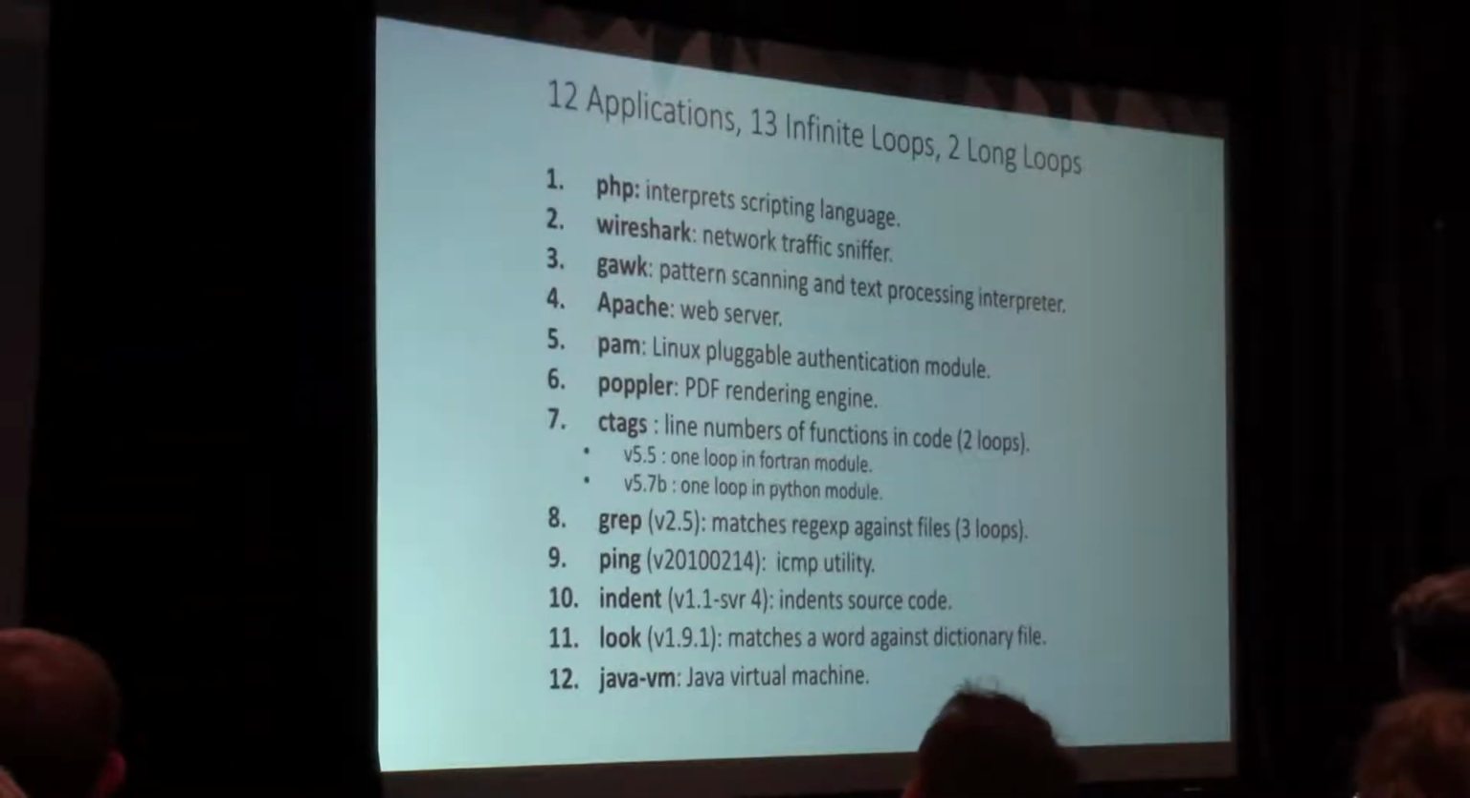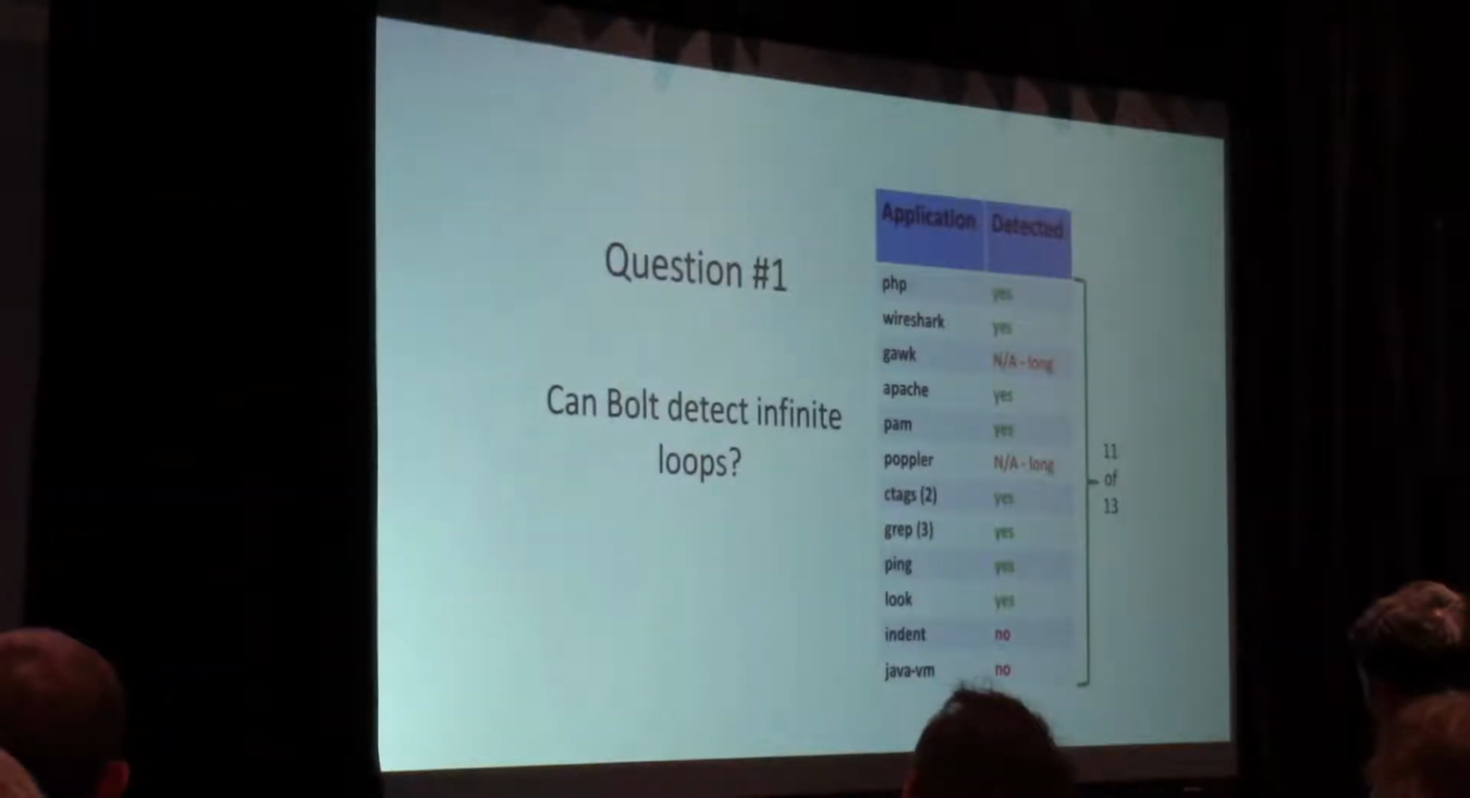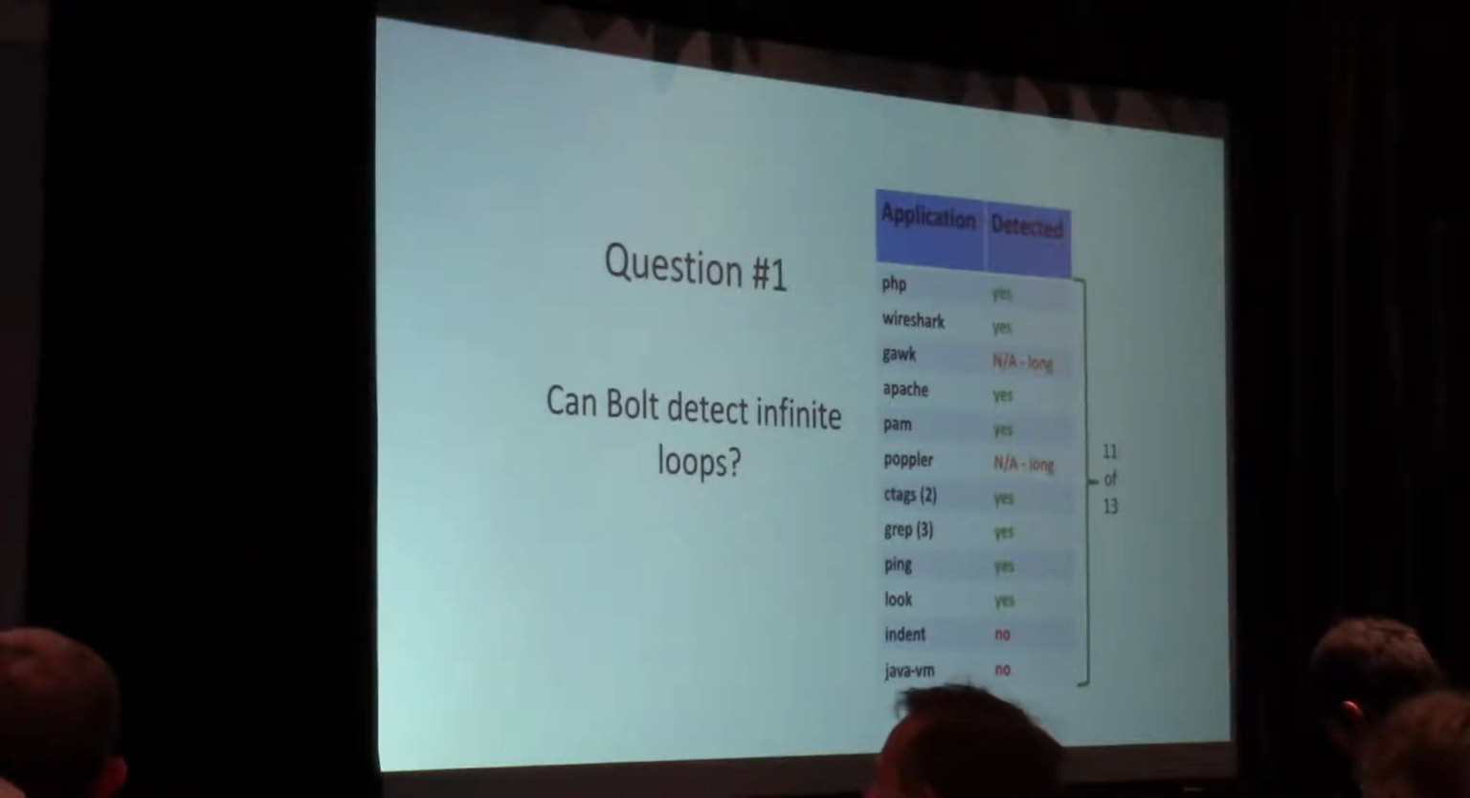So the way you investigate an empirical question is you get a bunch of applications and you try it. We got 13 infinite loops and 2 long loops. We thought they were infinite, but later on we realized they were long loops. They were just counting some counter up until it expired. Okay, but for you, the observable difference is it's just an infinite loop. And what happened? First question: can Bolt detect the infinite loops? For 11 of the 13 of them, it can in fact detect them.